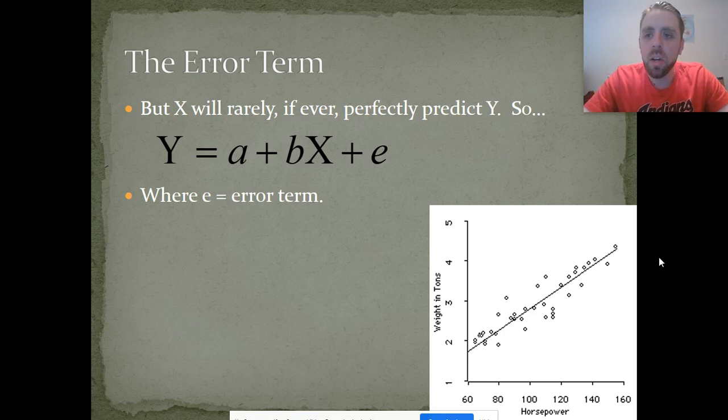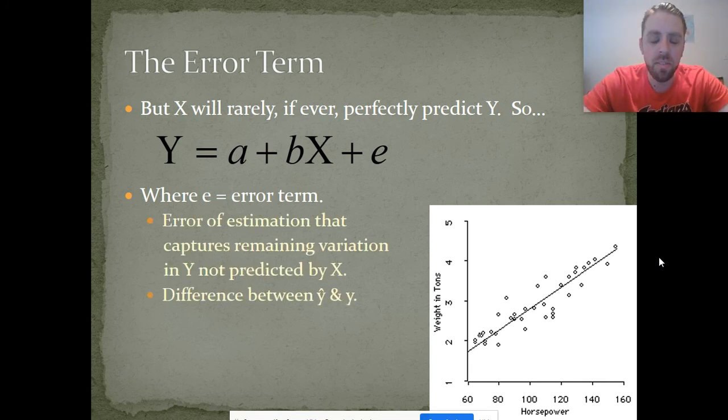So now the equation for a predicted line is y equals bx plus a plus e, where again, y is the value of the dependent variable, x is the independent variable, b is the slope coefficient, a is the y-intercept, and e will be the error term. The error term is very simply the cumulative error of estimation that captures all remaining variation in y that cannot be attributed to the movement in x.